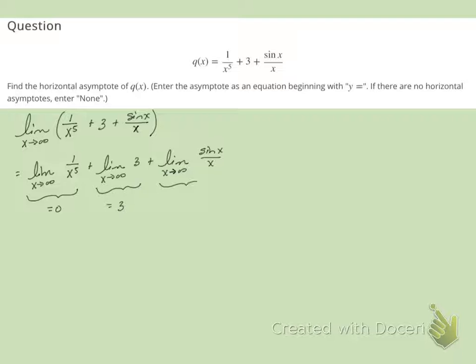So the big question mark is what is the limit as x approaches infinity of sine of x over x? And we're going to use the squeeze theorem to figure this out. So we know that the sine of x oscillates between positive 1 and negative 1. And so if we build this function, we're going to divide each of these by x, and then we're going to take the limit as x approaches infinity of each piece.